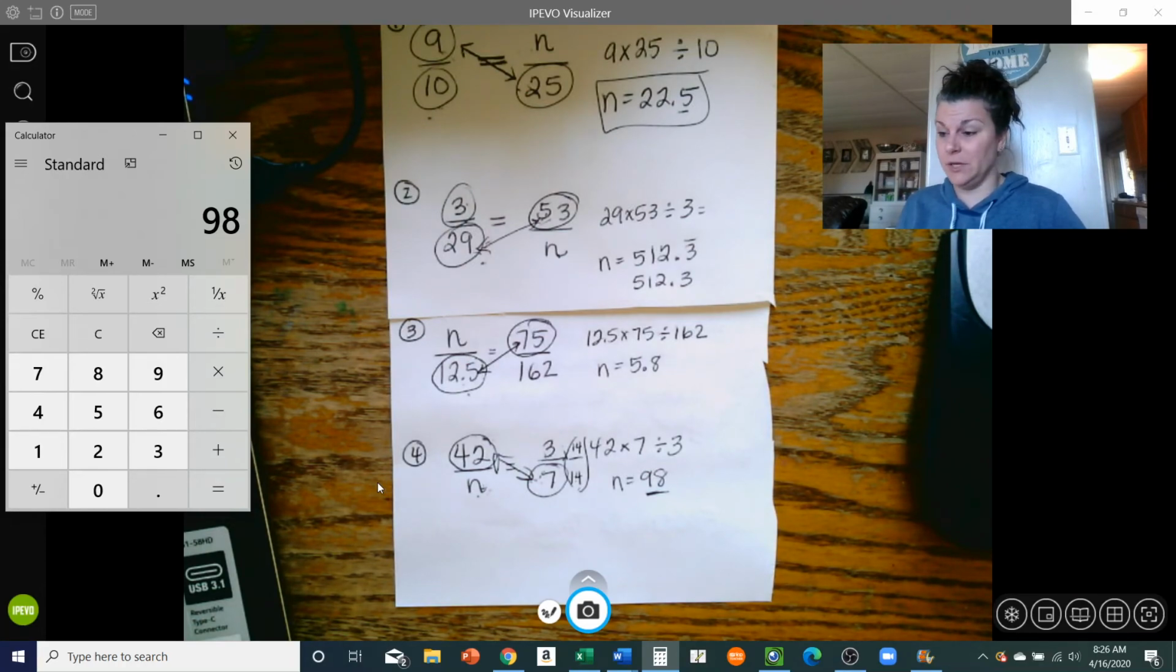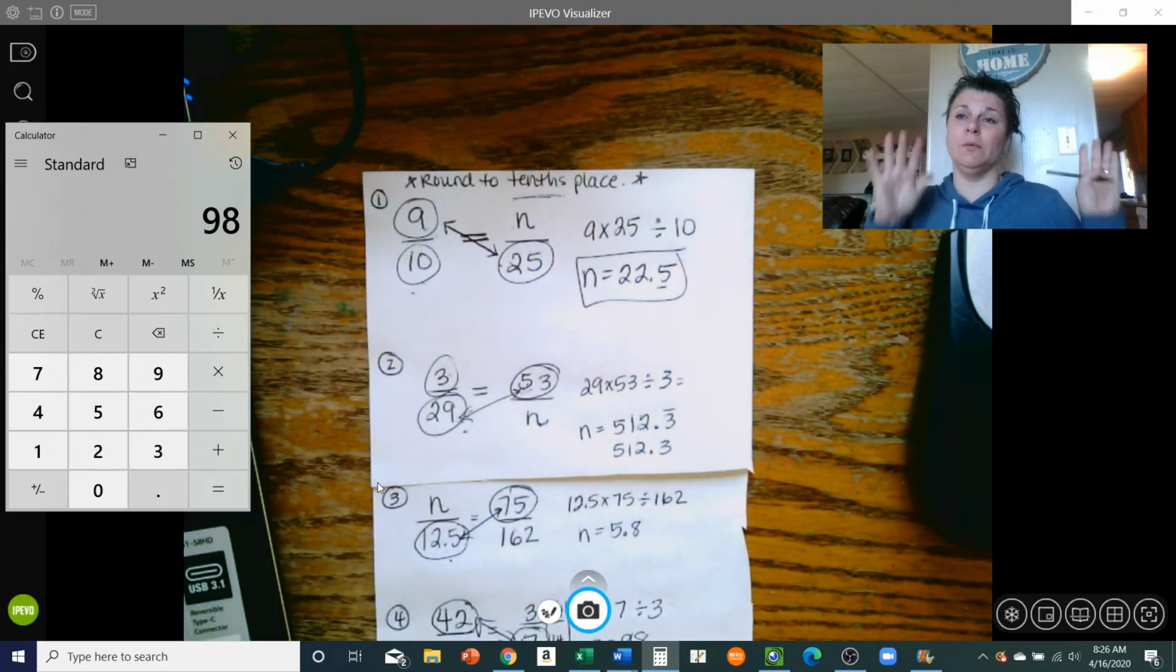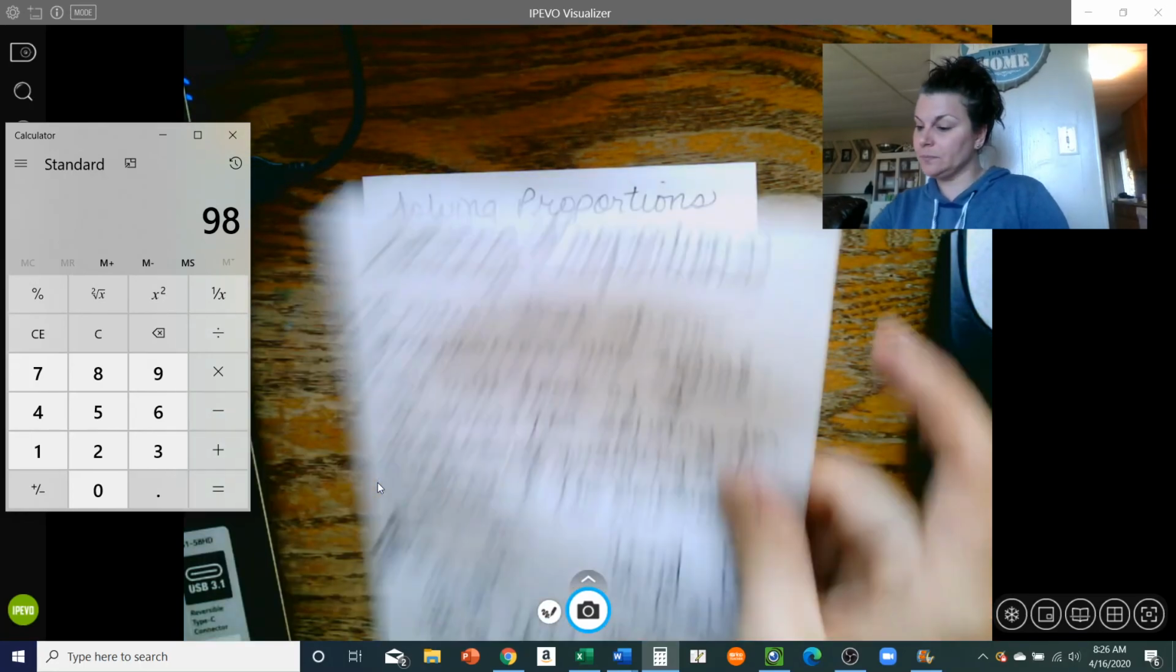And so that's hopefully helpful to you. Remember, method 2 will always work. And when you have a calculator, it's super slick to just multiply your two diagonal numbers and divide by the third. Okay, so today's assignment is to do worksheet A.